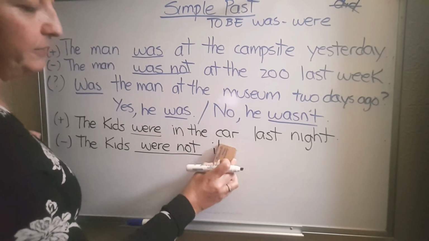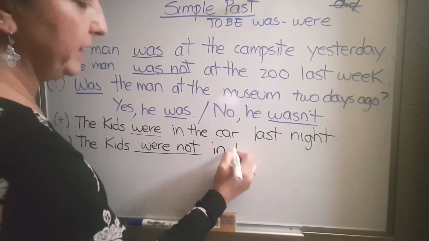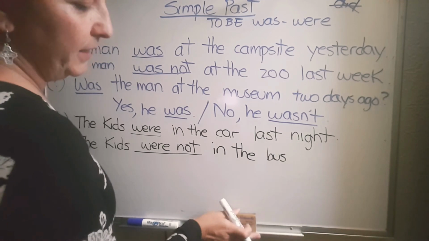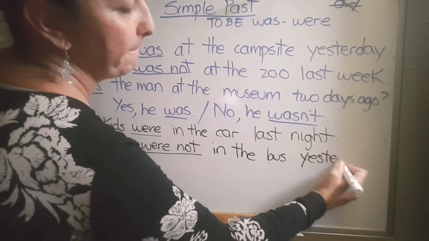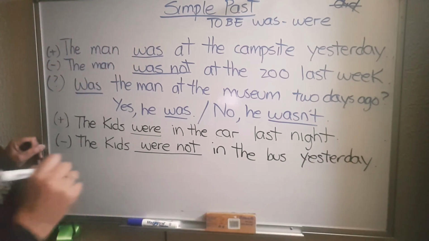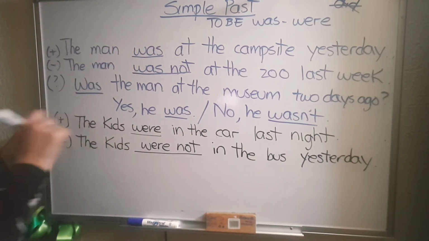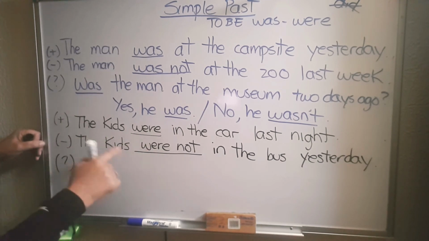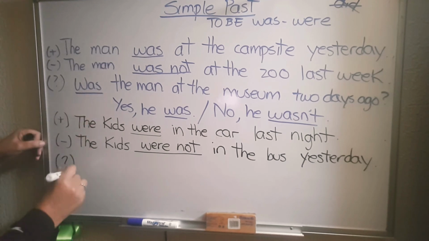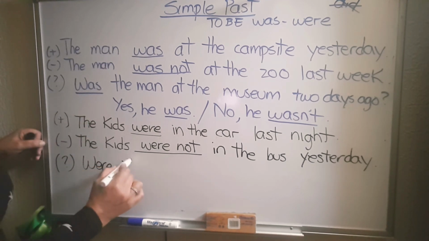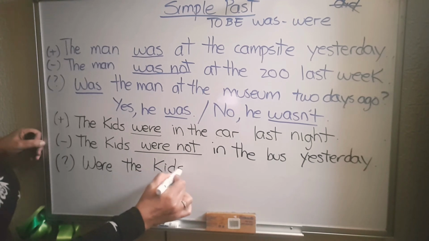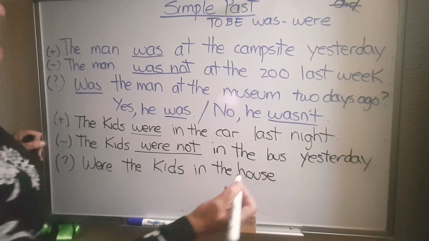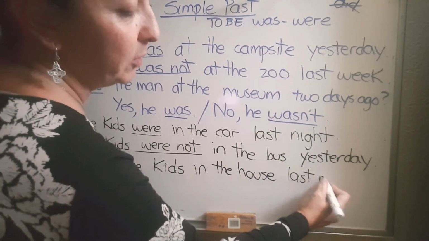So we use were because it is plural. Was singular, were plural. And then the question, the same. Start with the verb to be. Were the kids in the house last month?